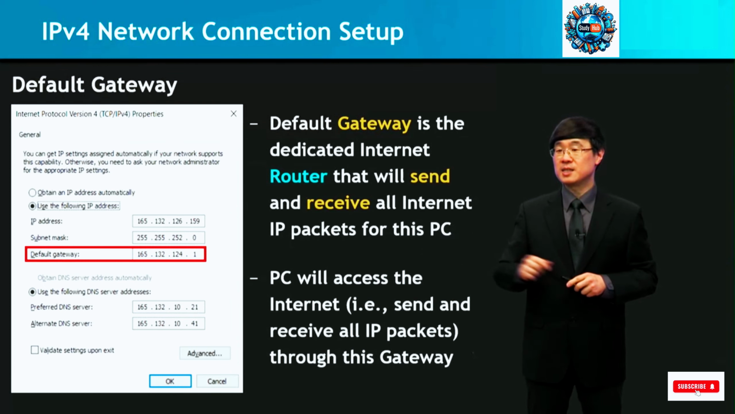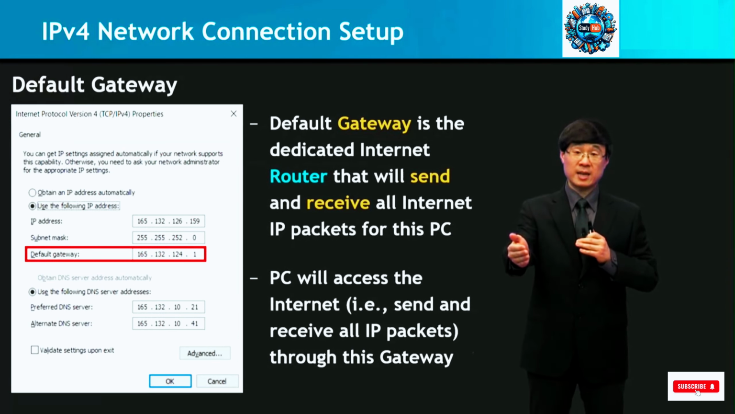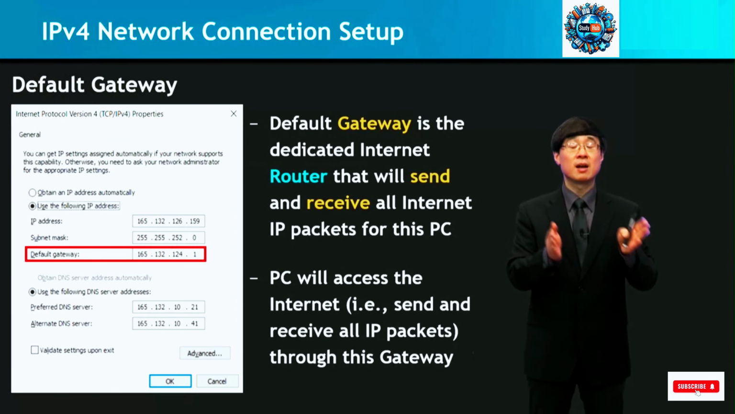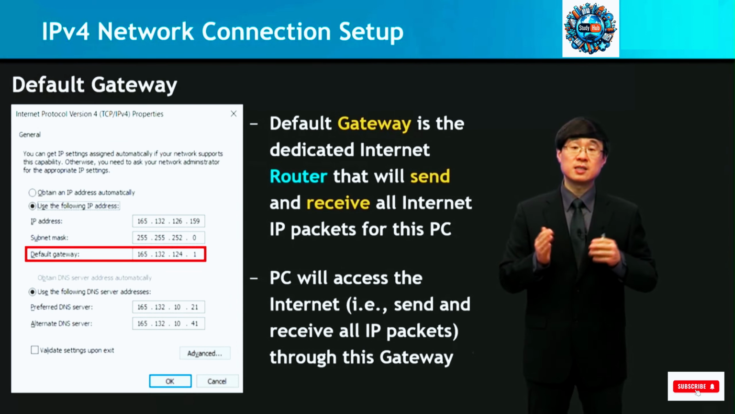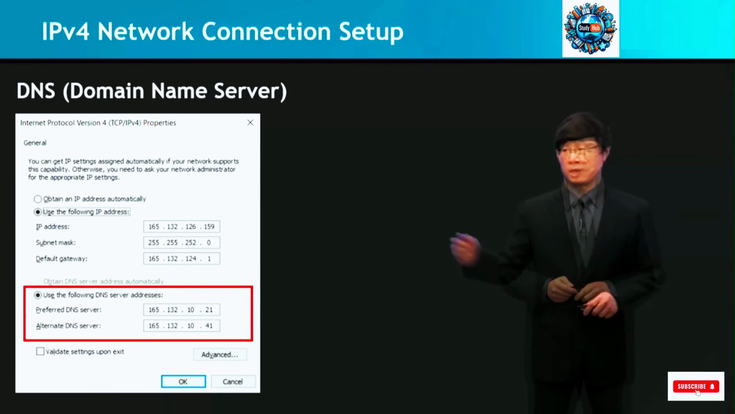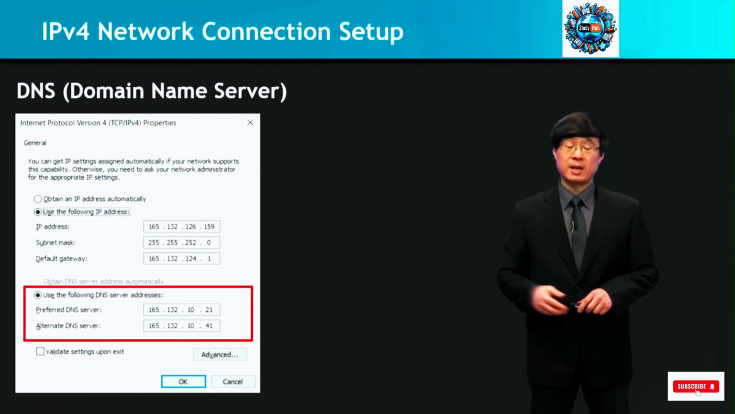Now, as you can see, the PC will access the internet through this gateway. All packets that are sent and received at this PC are going to go through that gateway. That is why it's called the default gateway. It's default. And by definition, all gateways are IP routers. So that's why you're going to see me use the word router and gateway interchangeably. Okay? In the window over here, you can see that it says use the following DNS server address. And there is a preferred DNS server and an alternate DNS server IP address.